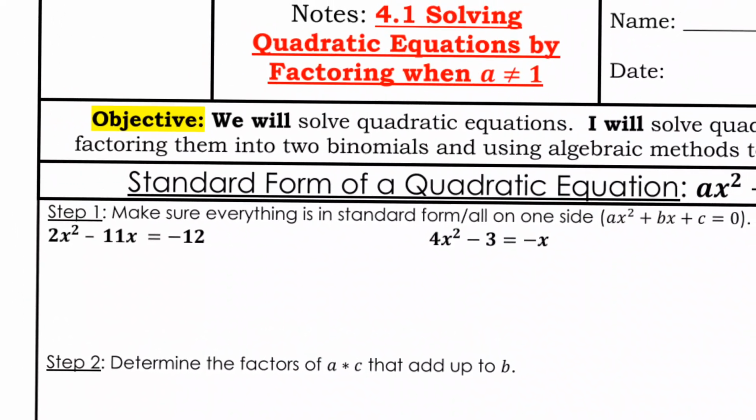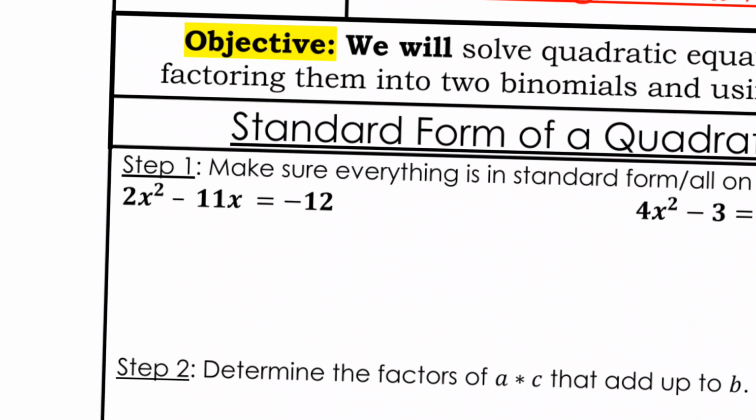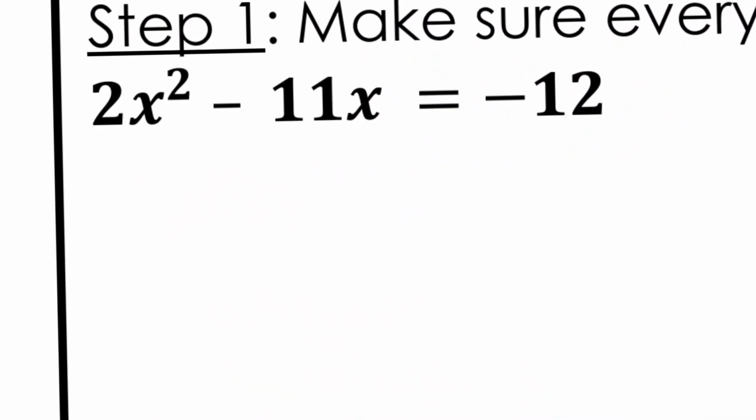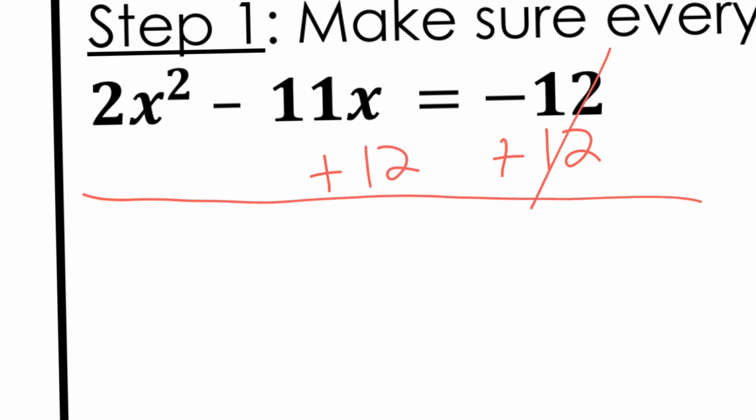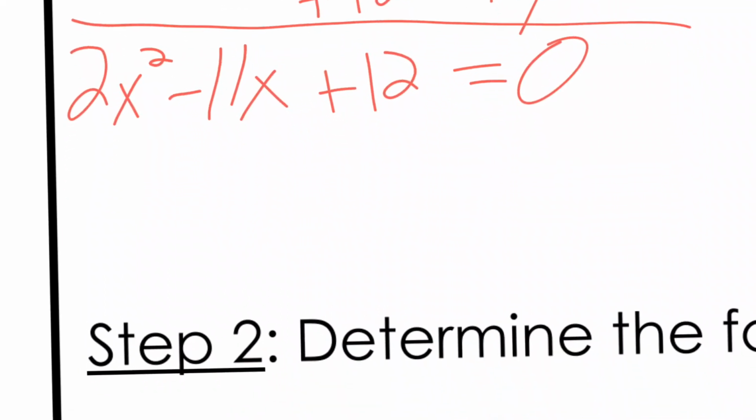For the first step, make sure everything is in standard form, aka all on one side, so that it will equal 0. With this first problem, it equals negative 12. So I'm going to add 12 over to the other side, and it'll equal 0 by doing that. What it creates is 2x squared minus 11x plus 12. That 12 will not combine with anything else because it is not a like term. It is a constant number. It doesn't have any letters next to it.